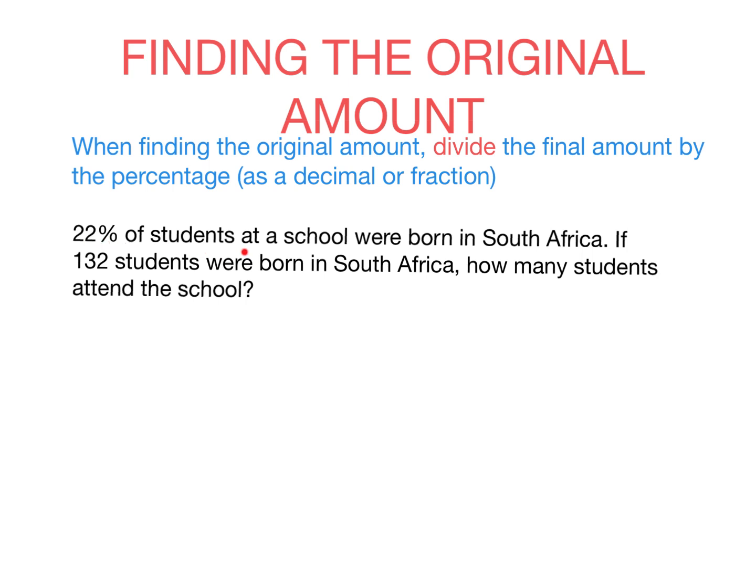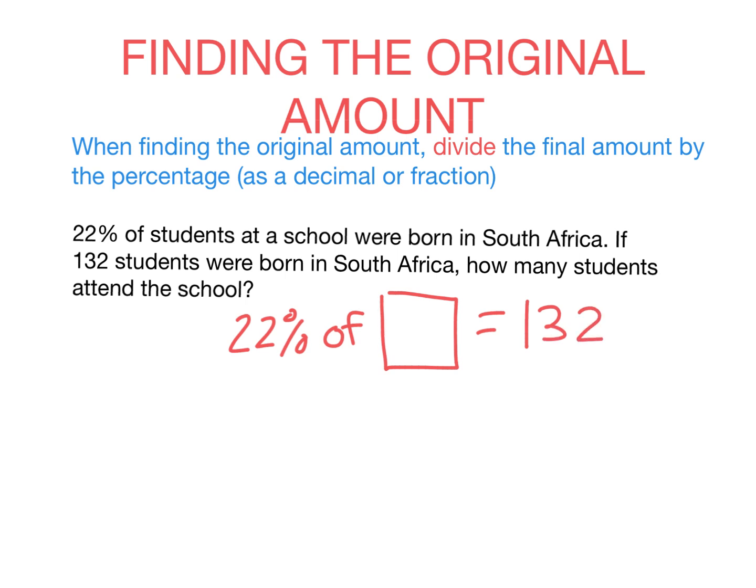So 22% of students at a school were born in South Africa. If 132 students were born in South Africa, how many students are there in total? What's happened here is we've started with some number of students at the whole school. We've taken 22% of that number, and we've ended up with 132 students born in South Africa. This is the end amount, the final amount after a percentage was taken.